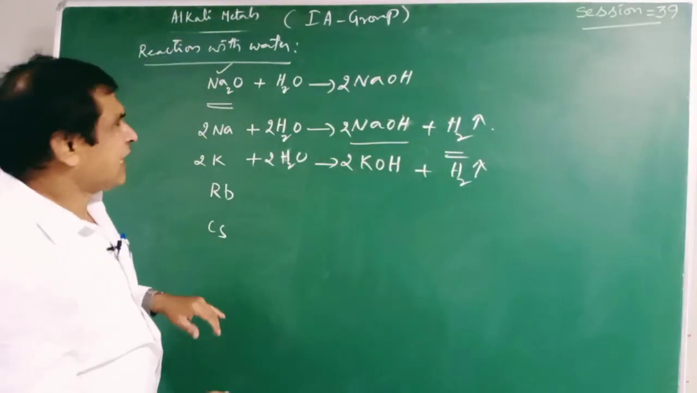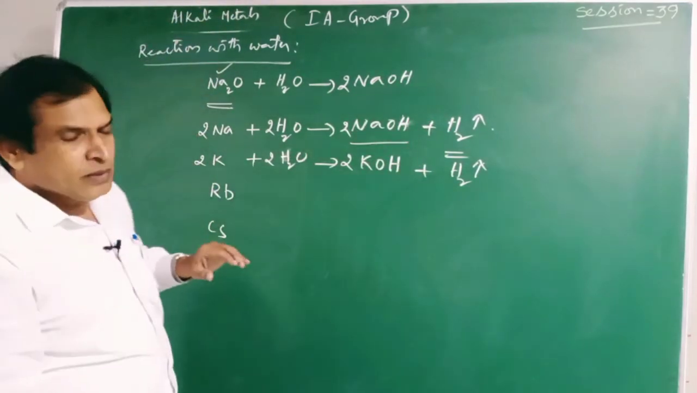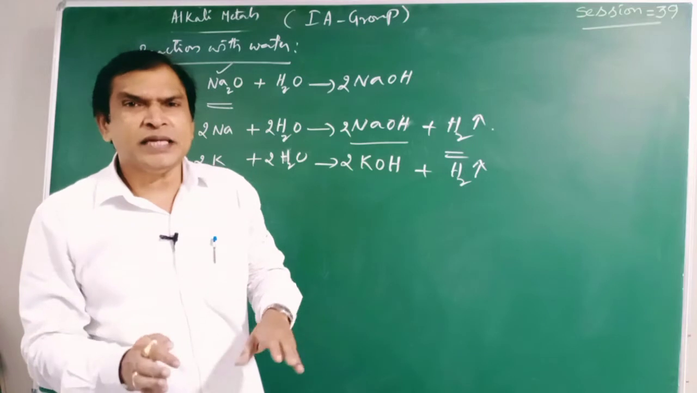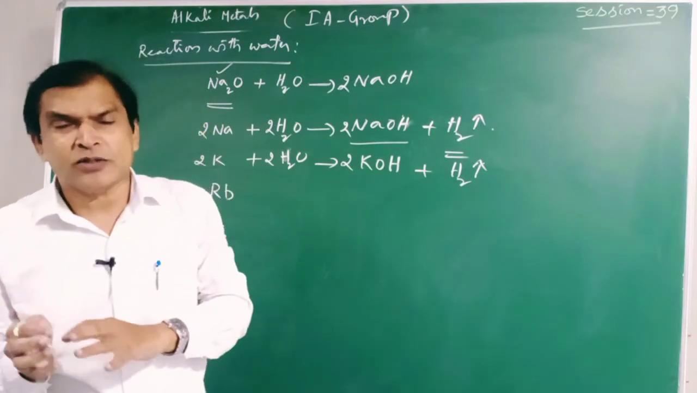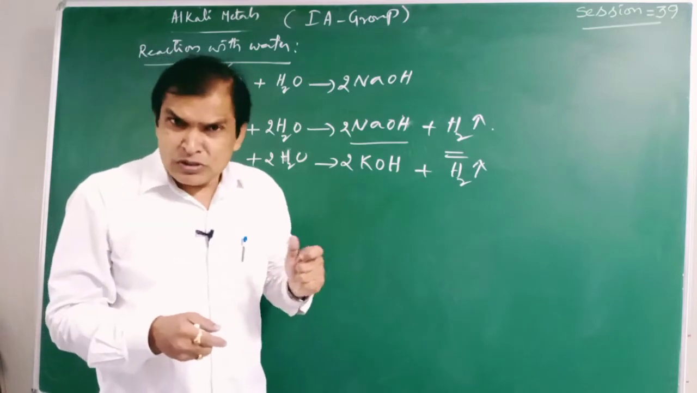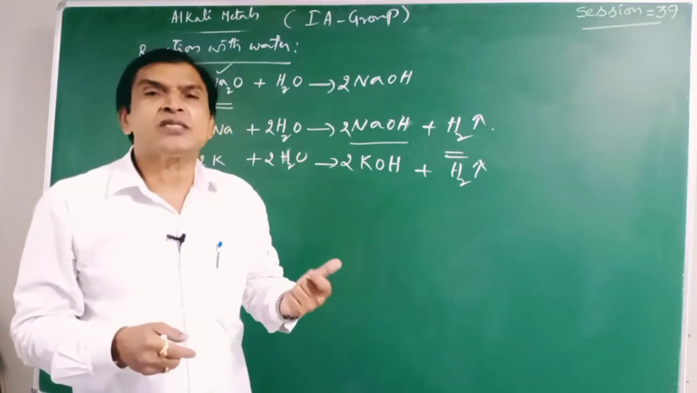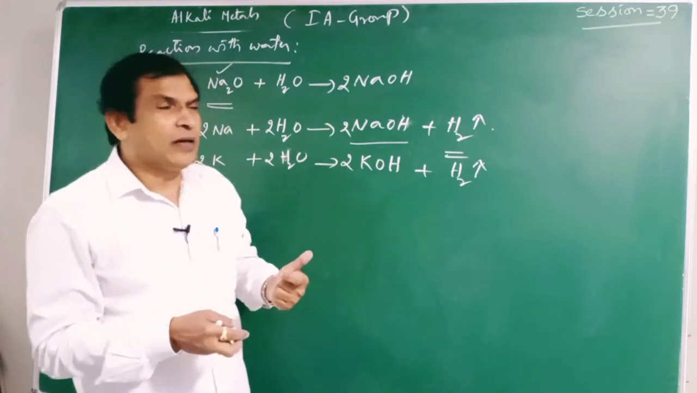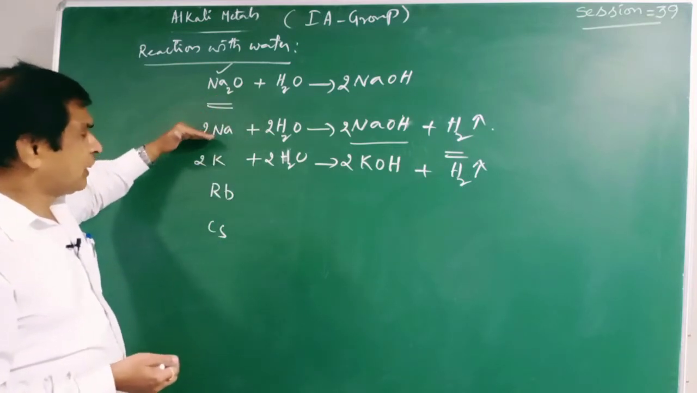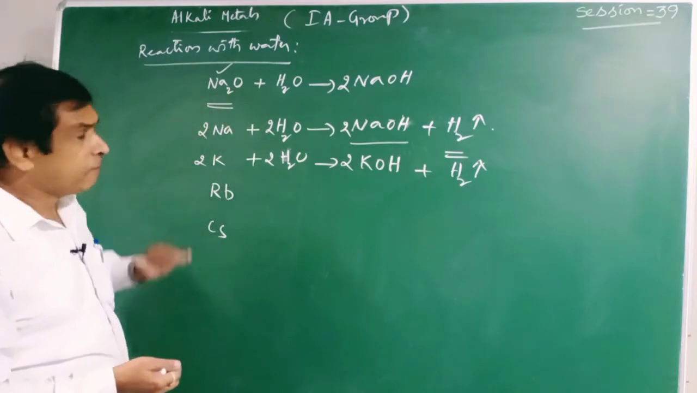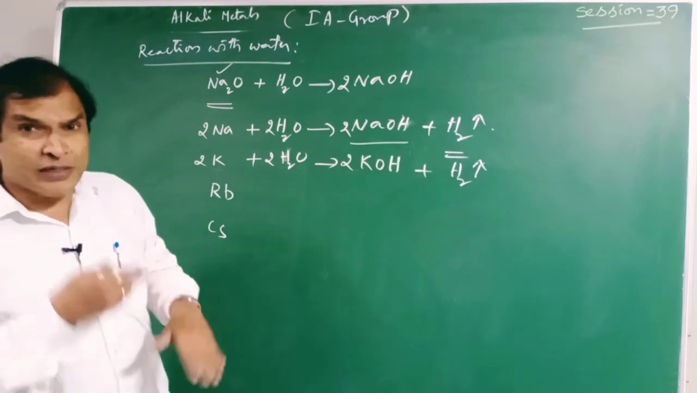One thing again: lithium shows a mild, very weak reaction towards water. Lithium slowly reacts with water. The reaction is not vigorous. It reacts mildly with water, whereas sodium, potassium, rubidium, and cesium react with water vigorously.